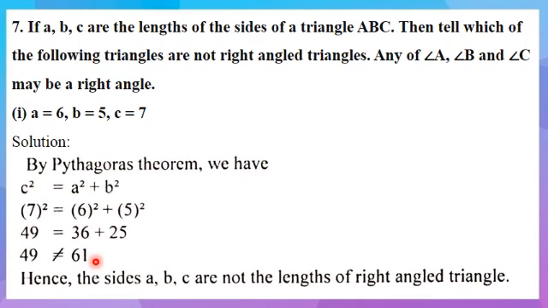So we can say that these are not the lengths of a right angle triangle, because if they were a right angle triangle, they would satisfy the Pythagoras theorem and their right and left hand side would be equal. But in this condition, they are not equal. So this is not forming a right angle triangle.